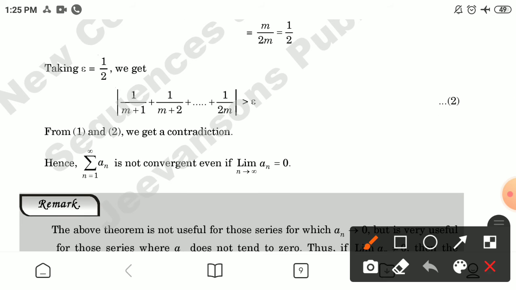Now if we take epsilon equal to 1/2, we get 1/(m+1) plus 1/(m+2) plus so on plus 1/2m is greater than or equal to epsilon, marking this as 2. From 1 and 2 we get a contradiction, hence Σan is not convergent even if the limiting value of the nth term is 0.